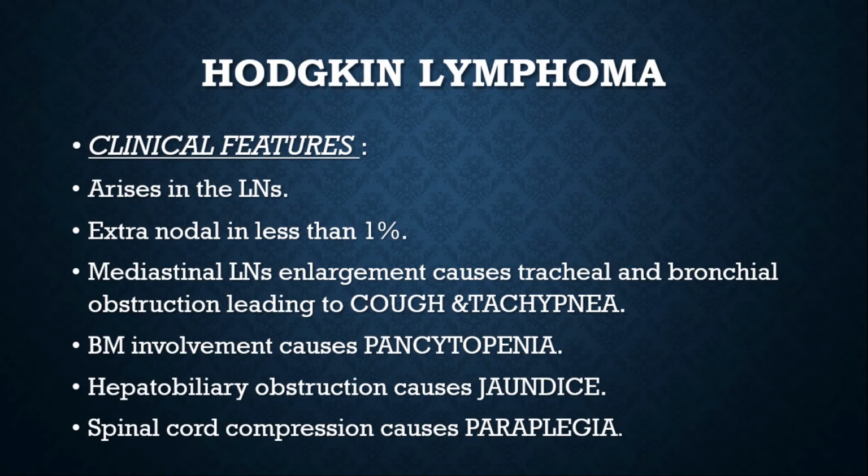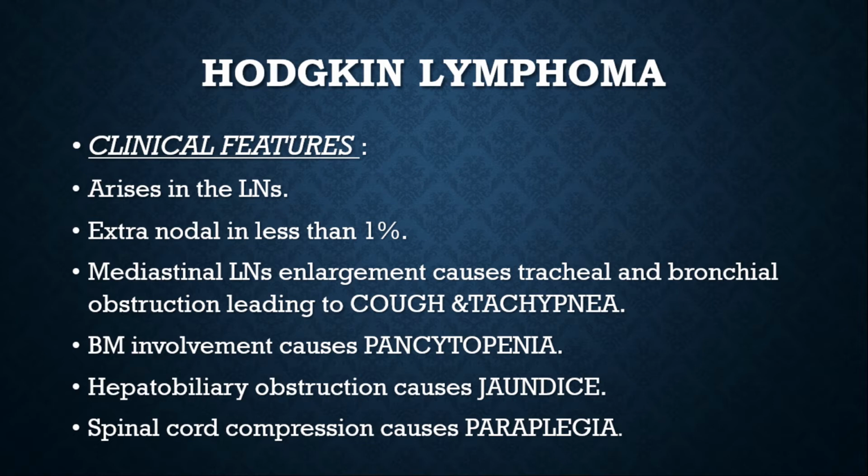Clinical features of Hodgkin lymphoma. Mainly, the lymphoma arises in the lymph node, and the commonest site is the cervical lymph nodes. It is extranodal in less than 1%. There is as well mediastinal lymph node enlargement, causing tracheal and bronchial obstruction, and due to pressure symptoms, the patient can present with cough and tachypnea.